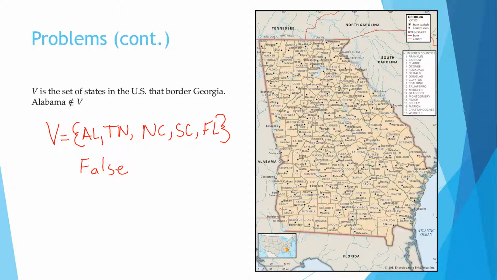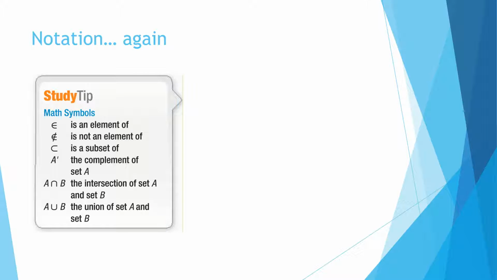All right, next slide. Notation again. So we already talked about element and not an element. So here's the element, here's not an element. This is a subset of. So if you see this between A and B, so if you saw A and then this weird C and then B, that means every single element of A would have to be inside B. I'll show you an example of this in a minute.